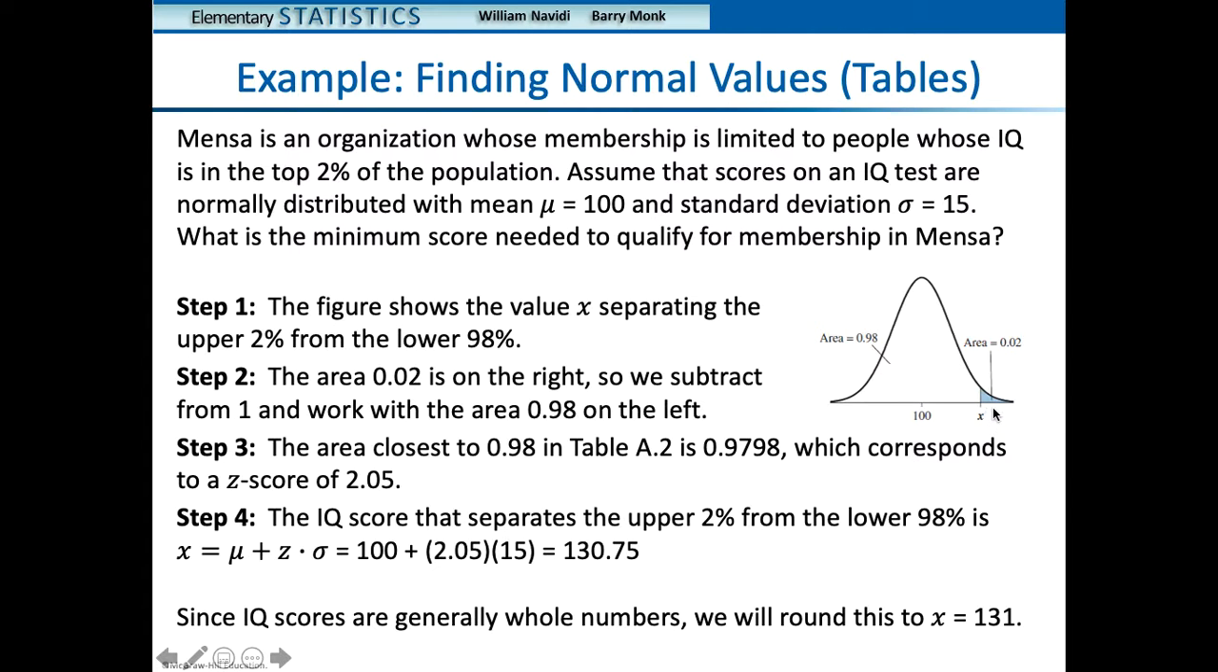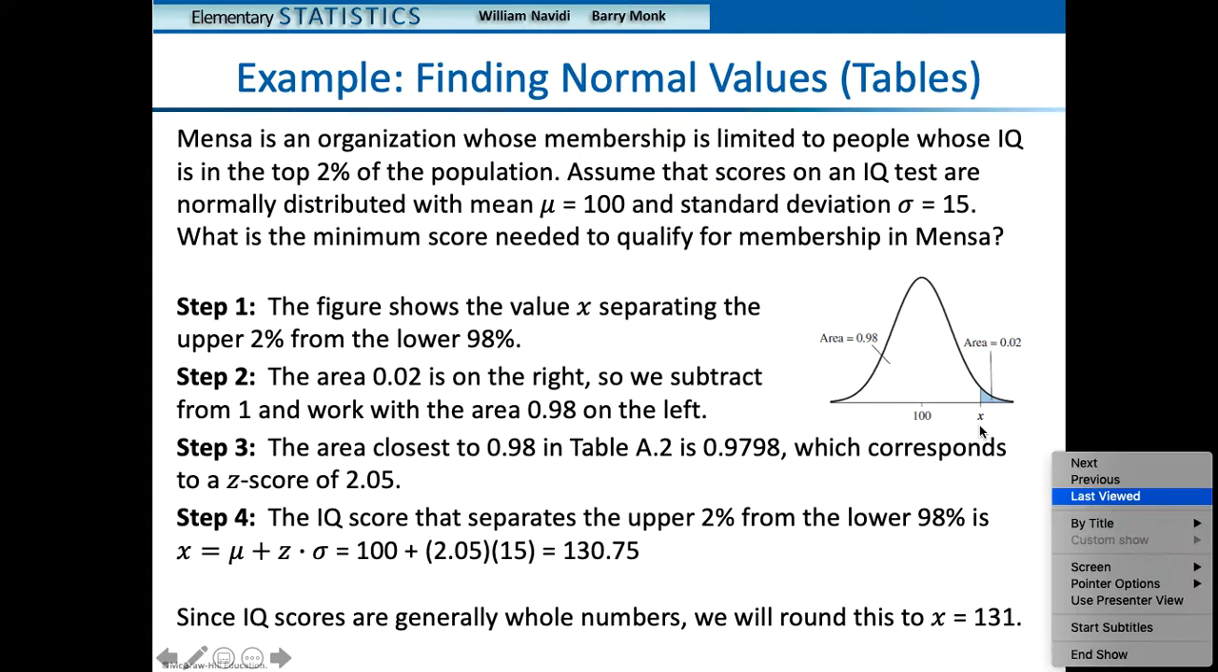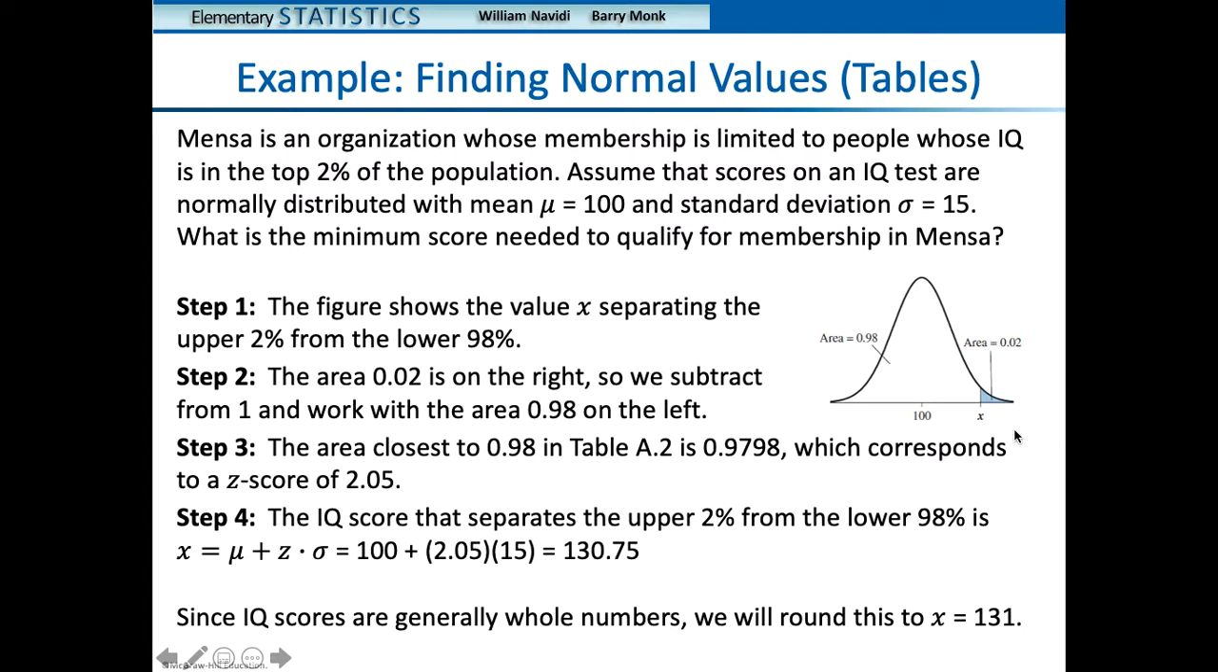The area to the right of x is 0.02, because that represents the 2% of the population who qualify for Mensa. They have IQs that are larger than x. The area to the left of x is 0.98, 1 minus 0.02. That represents the 98% of people who don't qualify for Mensa. So now, once we've identified the area to the left, then we go to the table. Let me just flip over there real quick.